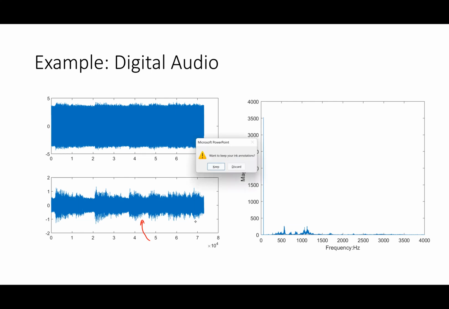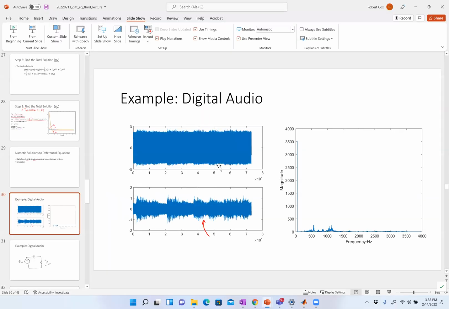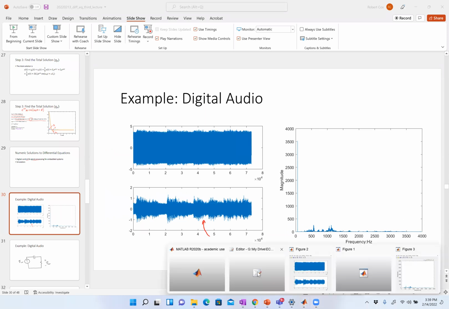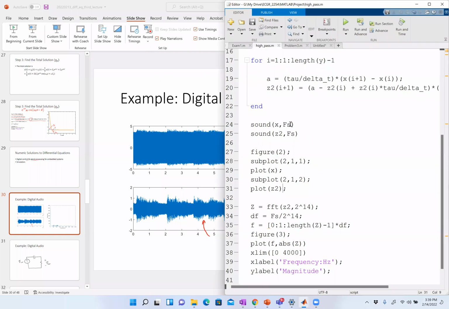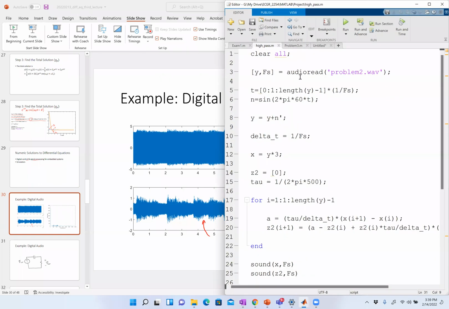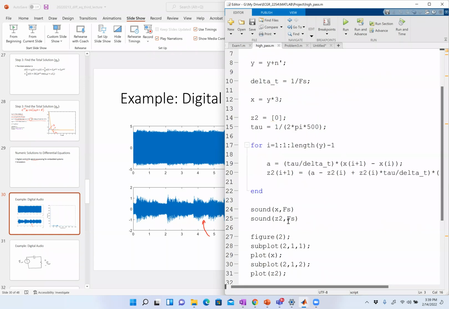So I actually have this in Matlab. Matlab can play sound files, and you're going to deal with that in your project. So I'm going to read in, there's this audio read, which basically reads in a wave file. I'm going to do this here real quick.